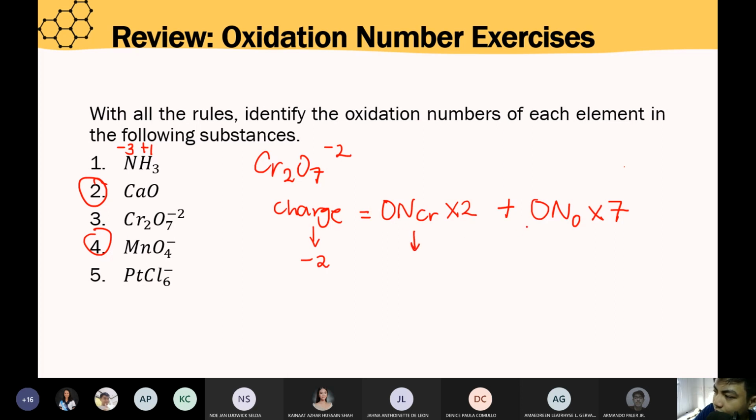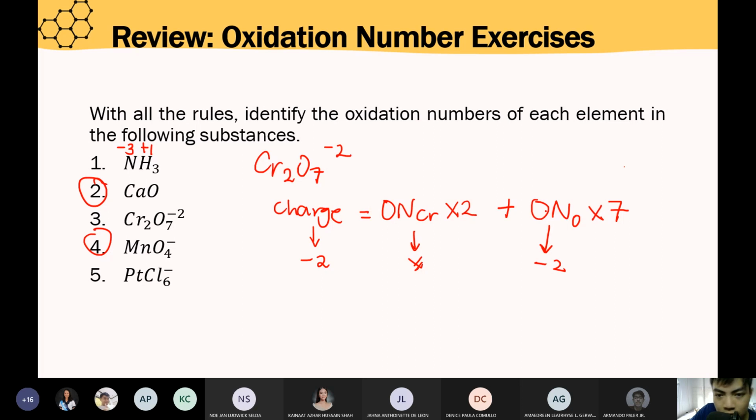Okay? So, of the two oxidation numbers, which one is mentioned in the rules? Is there anything said about chromium? None. Is there anything about oxygen? Meron. The rule says oxygen is always negative 2, unless it is paired with a group 1 or group 2 metal. We know that chromium is neither a group 1 nor group 2 metal. So, that means oxygen is negative 2 here. Okay? So, this is negative 2 in charge, and chromium is the unknown, X.